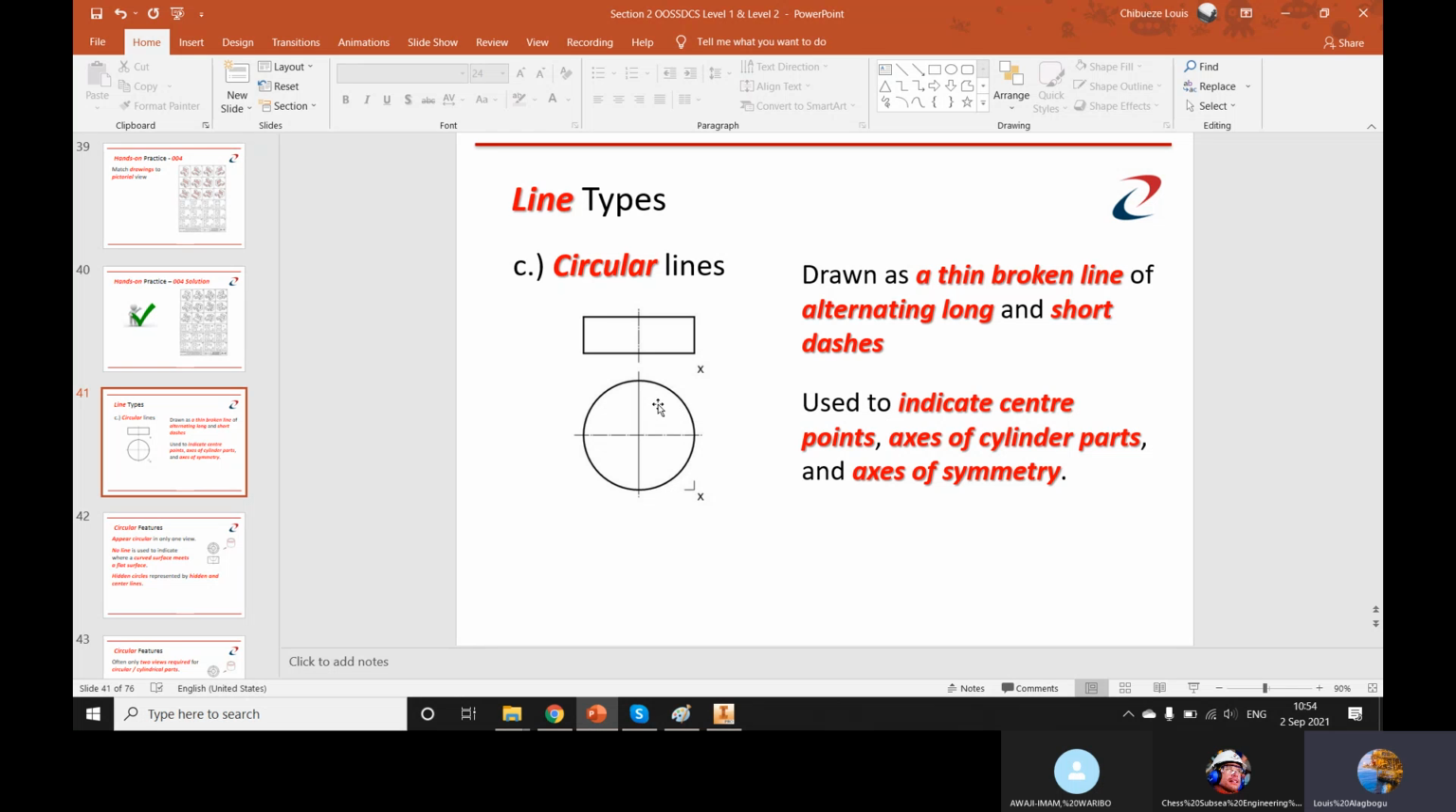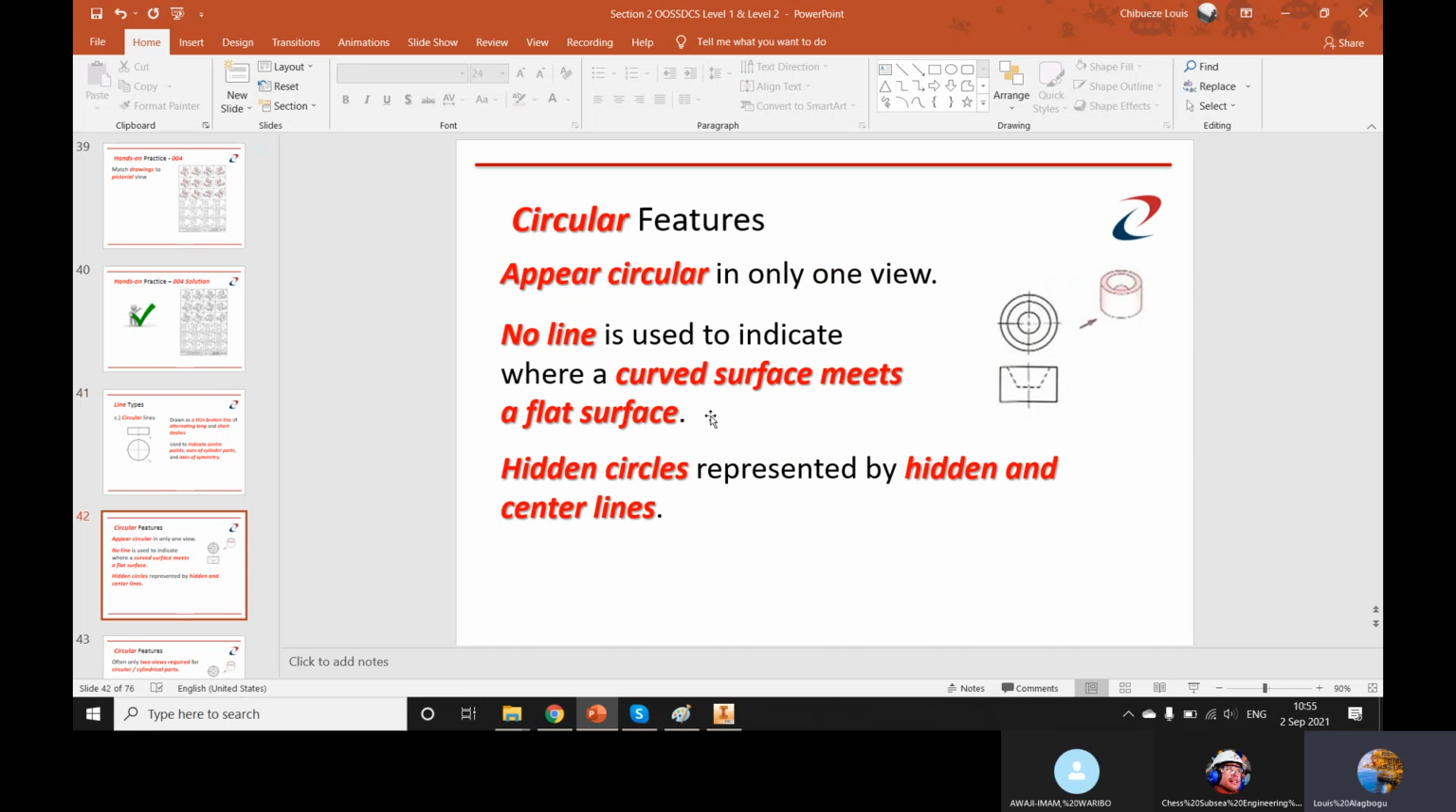That's where you see this line. And like they said, they are thin broken lines of alternating long and short. One is very long, then the other one is short, then very long, then short. So they are alternating like that. That's how it's drawn. Very long, short. Used to show center and all that.